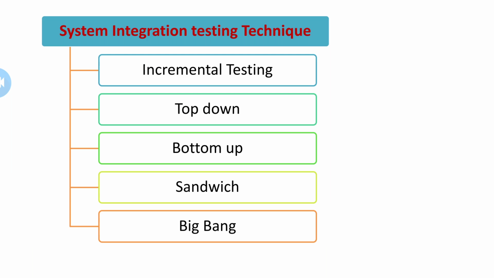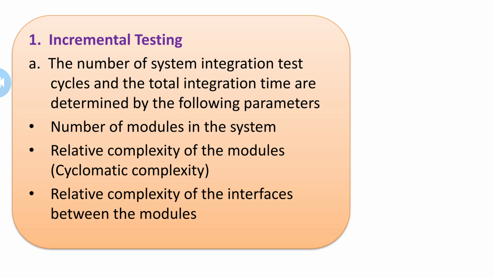Then the system integration technique is divided into two types. We have incremental, top down, bottom up, sandwich, big bang. Now incremental testing means the number of system integration test cycles and total integration time are determined by the following parameters. So incremental, that is that entire thing, like how your development generates that iterative process.